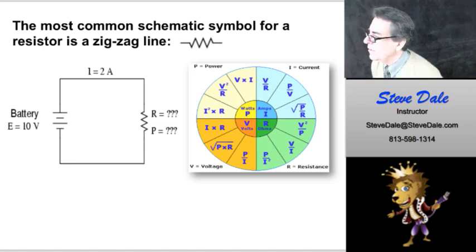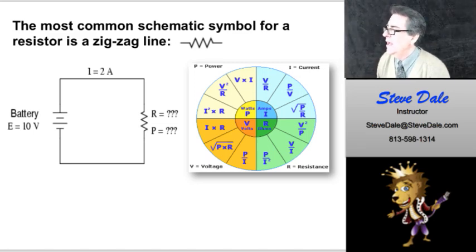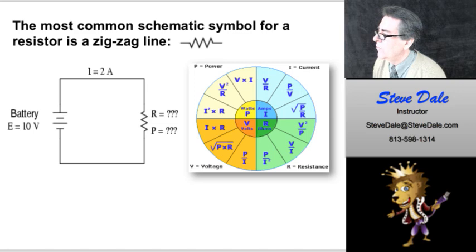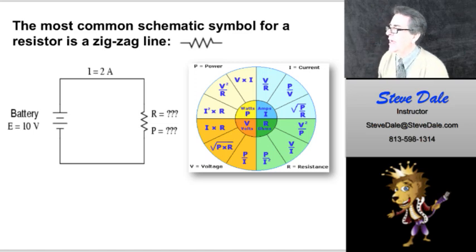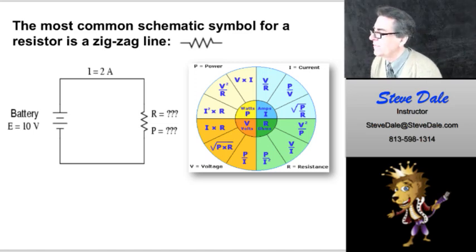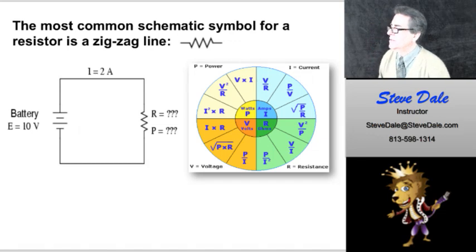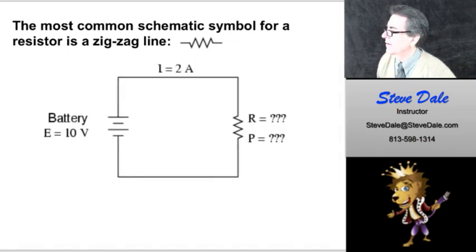So I look at my ohms wheel there, and what I'm looking for is R. So I go to the middle of the wheel, and I look at R for ohms, and I've got a current of 2 amps and a voltage of 10 volts. So my formula would be, I would use probably what? V divided by I. So it's voltage divided by current. So what do I get here?